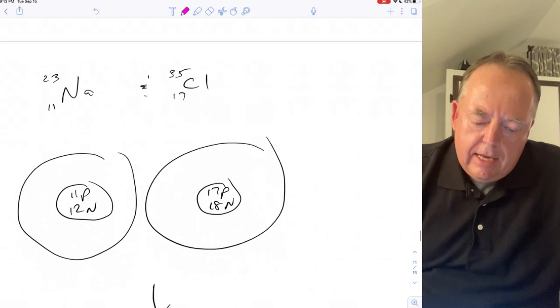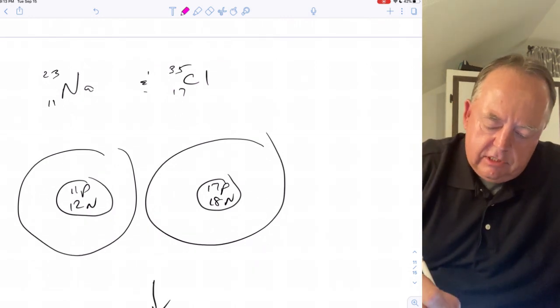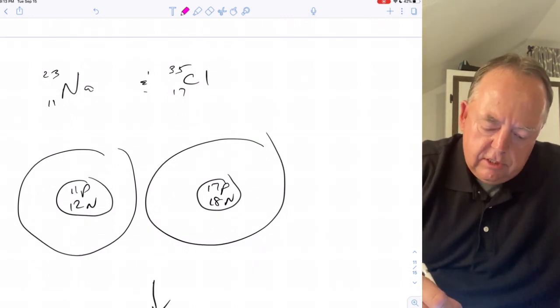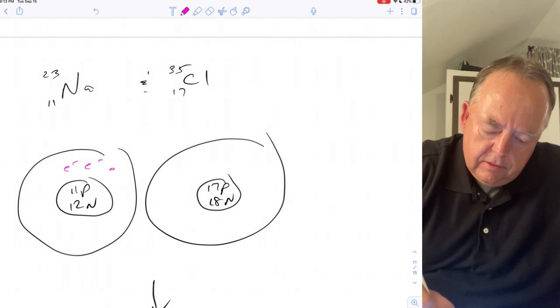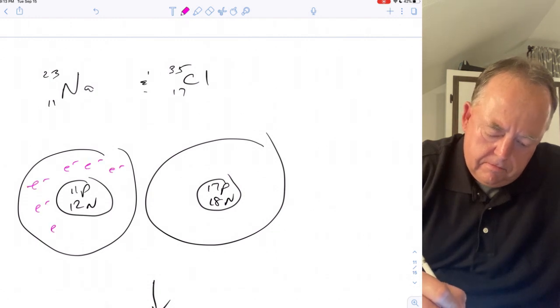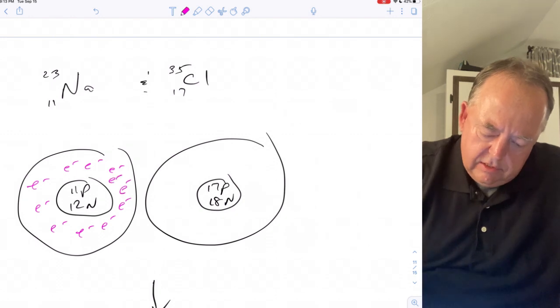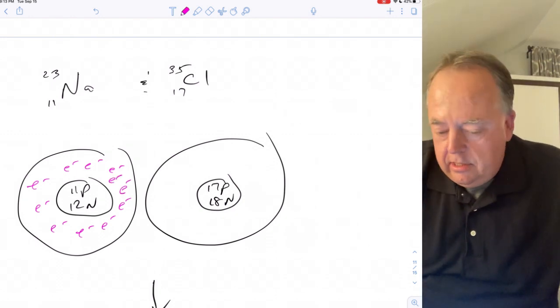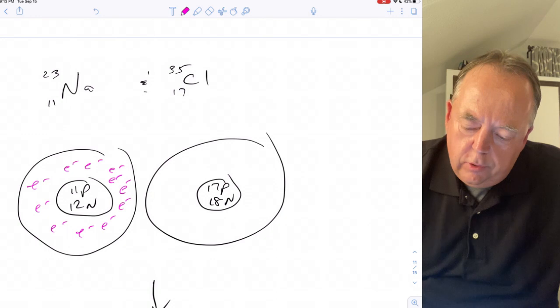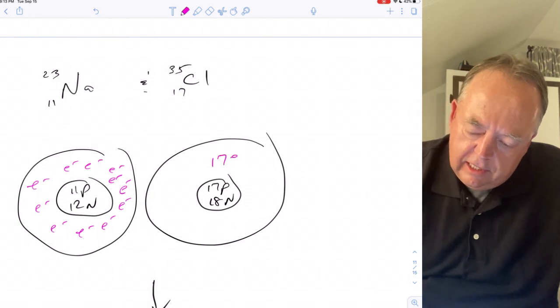So how does that come about? If you had a sodium 23 atom, it's got 11 protons and 12 neutrons and 11 electrons. So I think that's 11 electrons. And then if you had a chlorine 35, 17 protons, 18 neutrons, and 17 electrons, right?